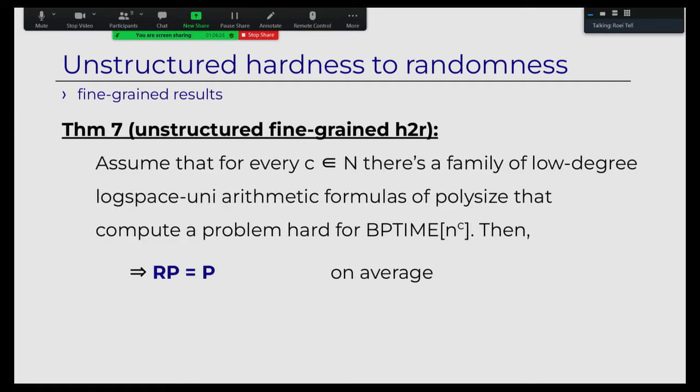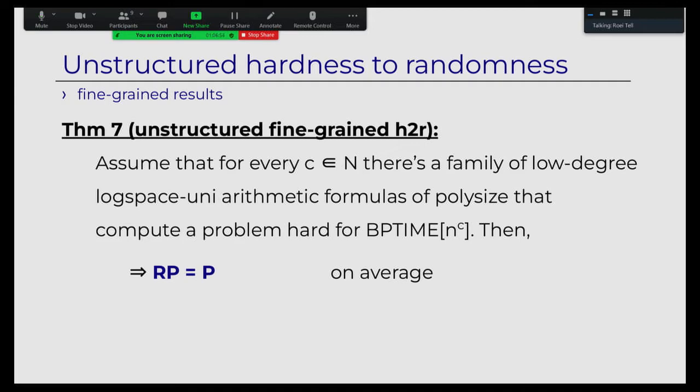So assume that for every constant c, there's a family of low-degree uniform arithmetic formulas of polysize that computes a problem hard for probabilistic time n to the c. Okay? A family of uniform arithmetic formulas of degree n squared or n cubed. Low degree here is fixed polynomial degree. Then you get that RP equals P on average. Indeed, we don't get BPP equals P. We only get RP equals P.